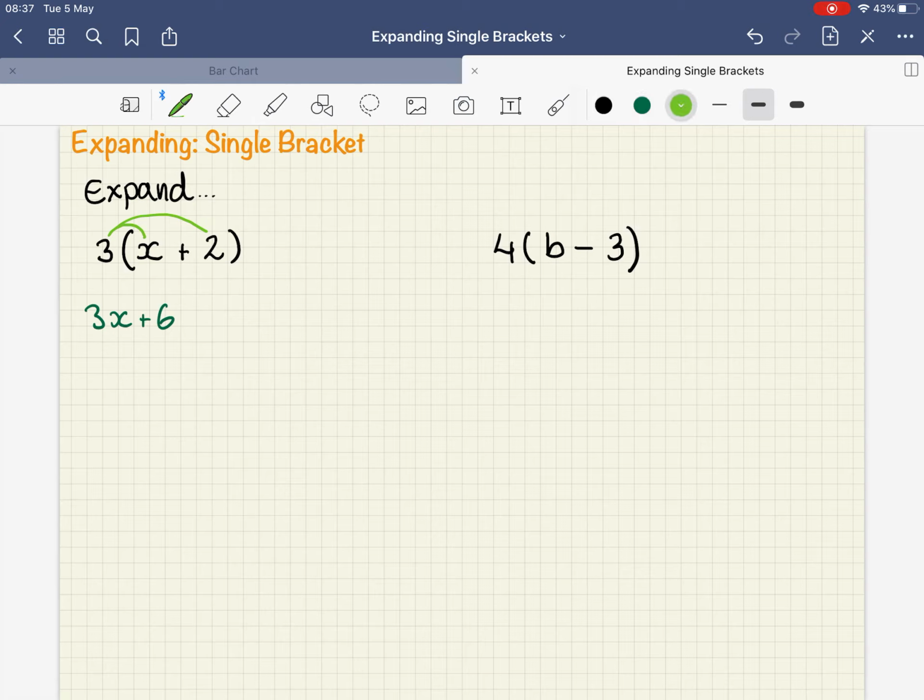So our next one then, I've got 4 times b, so that's just going to be 4b. And I've got 4 times minus 3. So that 4 is a positive, that 3 there is a negative, so that means this is going to be negative, and then 4 times 3 is just 12. That is one easy way to think about when we've got positives and negatives. First figure out, is it going to be positive or negative, and then just multiply the numbers.